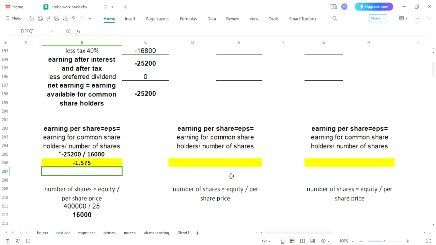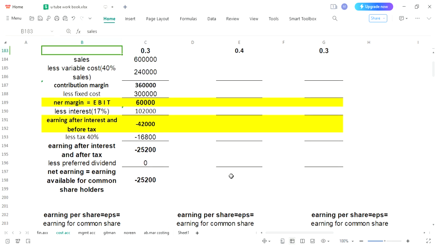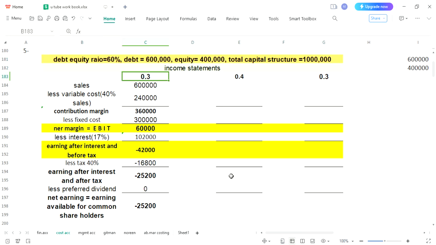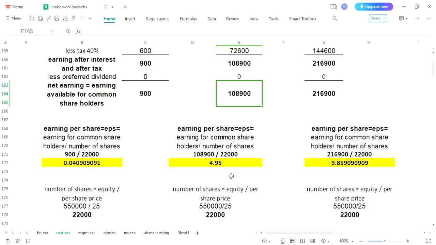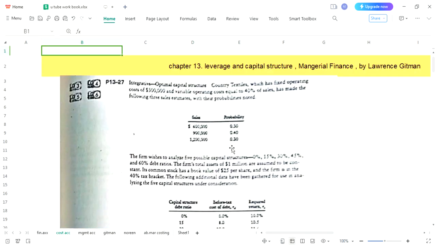Now each shareholder will have to face a loss. For every share, 1.575 is your amount of loss per share. Part 3 was completed, and we are starting part 4, for which your sale price was 9 lakh.